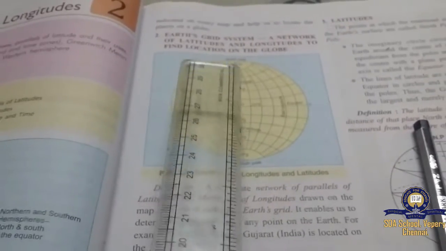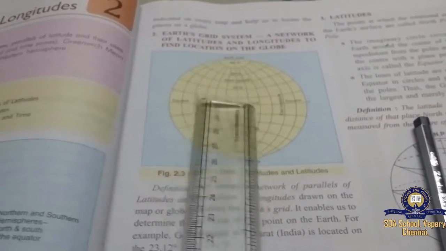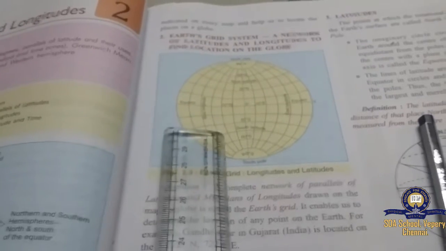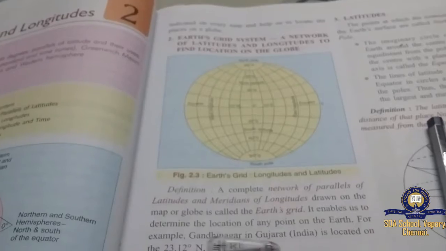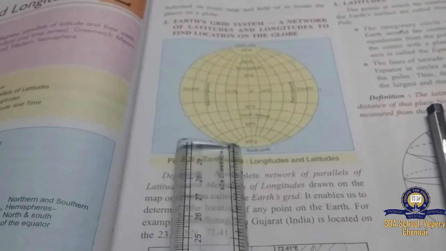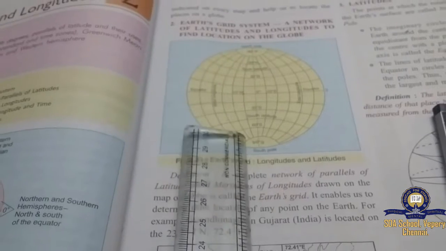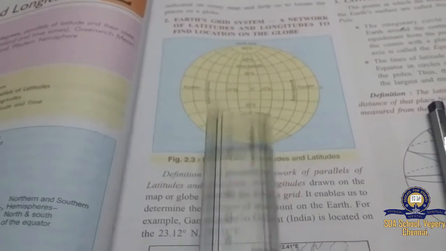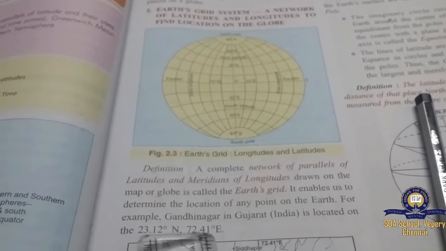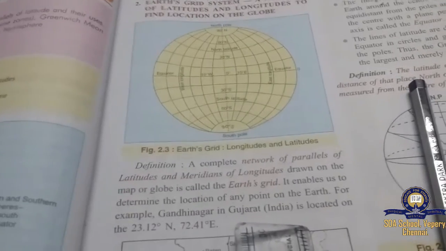So what is the earth grid system? The network of the parallels of latitudes and the meridians of longitudes drawn on the map or globe is called the earth grid. Why is it useful? It is useful to locate a place. Okay, you understand? Yes.